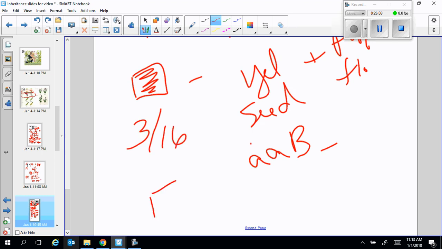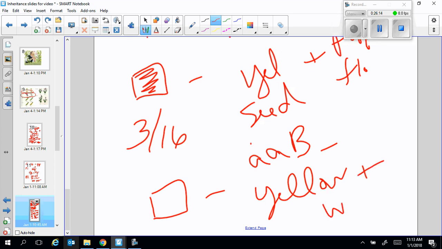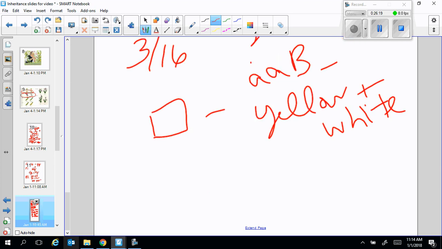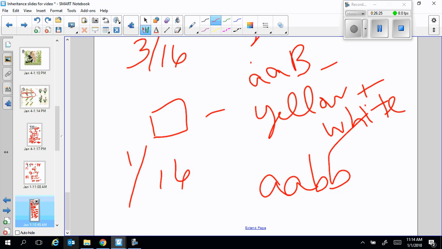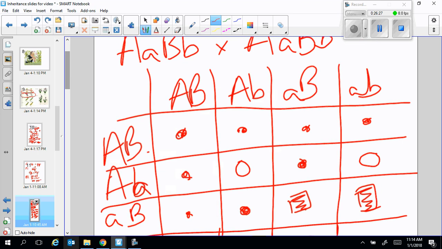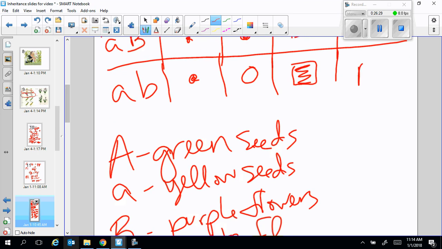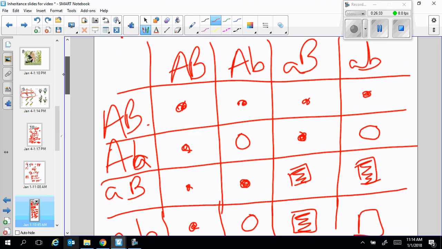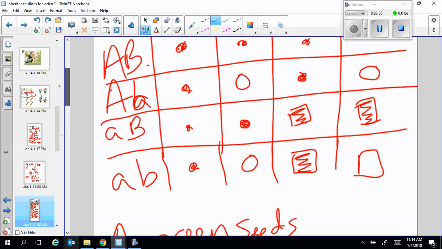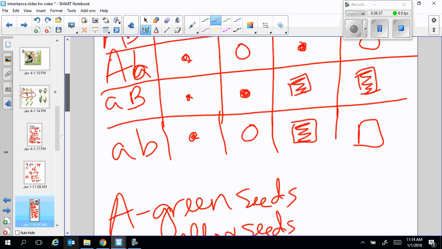All right, and then finally, there's only one box left. There is only 1 out of 16 that is yellow seeds, white flowers. Okay, the only way of getting that is to be all homozygous recessive, 1 out of 16. There it is. So I know you probably haven't done it like this before, where you have so many boxes or that you use little symbols instead, but it'll save you quite a bit of time.